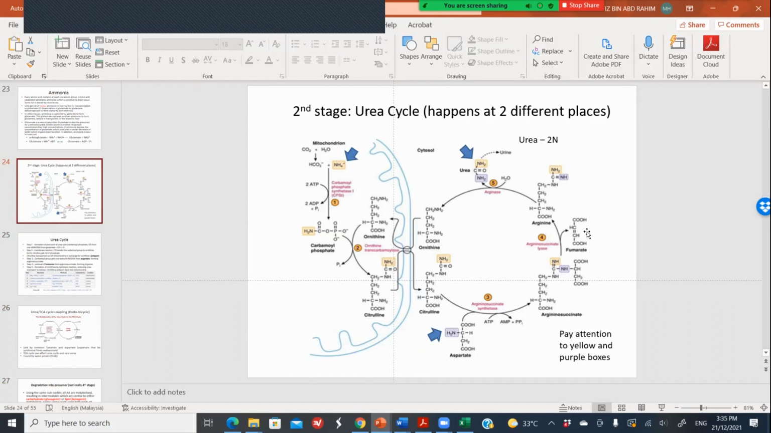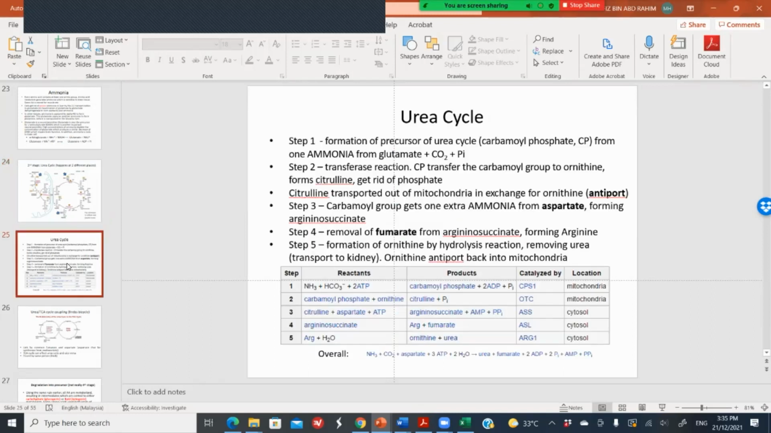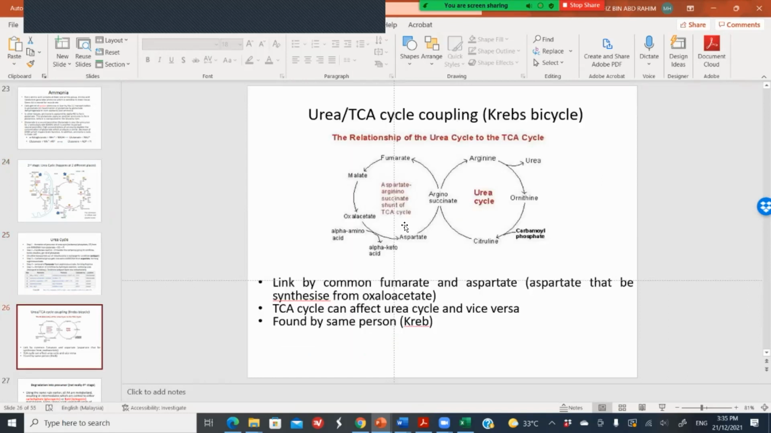Tapi TCA cycle ni dia link dengan fumarate, because if we remember, fumarate is one of the intermediate of TCA cycle. So that's why we call this one as crab bicycle. Dia ada dua cycle, bicycle lah. Alright, so that's just additional information for you to know. You don't have to remember, just to show you that the same person found the cycle. And this one, crab bicycle, urea cycle is actually the link of fumarate. Okay, from arginosuccinate just now.